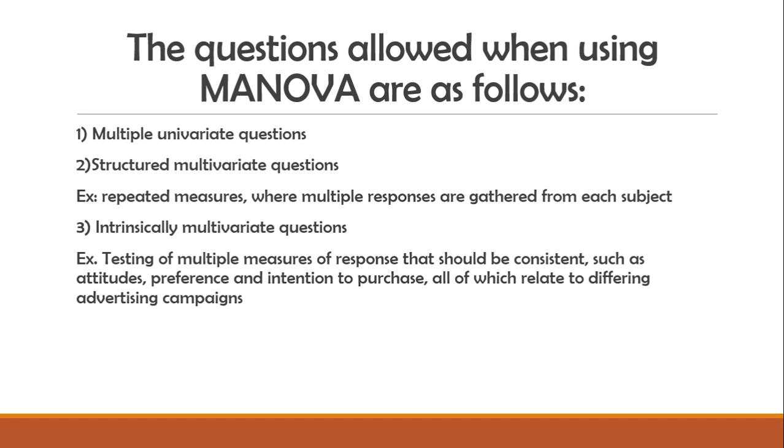It is where a researcher gathers 2 or more dependent measures that have specific relationships among them. Example, repeated measures where multiple responses are gathered from each subject. Number 3, intrinsically multivariate questions. It involves a set of dependent measures in which the principal concern is how they differ as a whole across the groups. For example, testing of multiple measures of response that should be consistent, such as attitudes, preference, and intention to purchase, all of which relate to differing advertising campaigns.